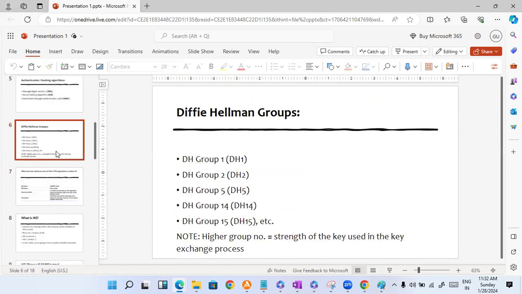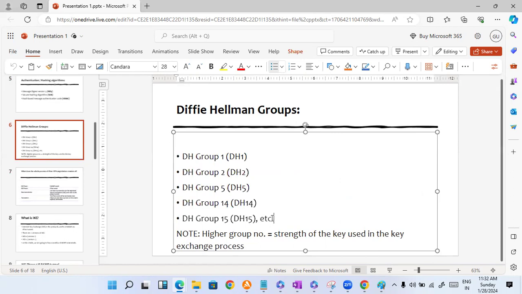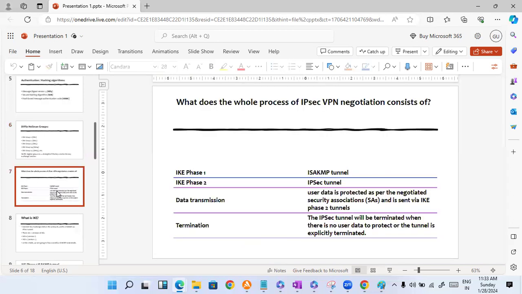For public and private keys, there should be some algorithm to generate those keys. Diffie-Hellman is that type of algorithm. That way we generate private and public keys, which makes the data have high-strength keys that are difficult to breach. Okay. So what is the whole process of an IPsec VPN negotiation?